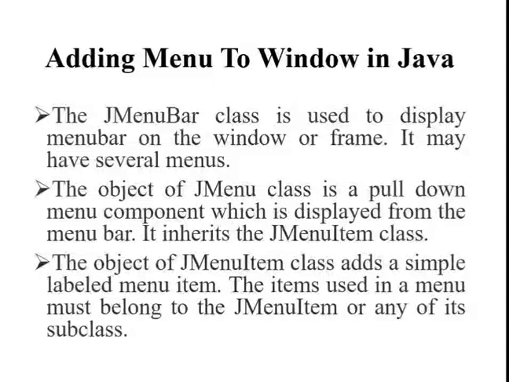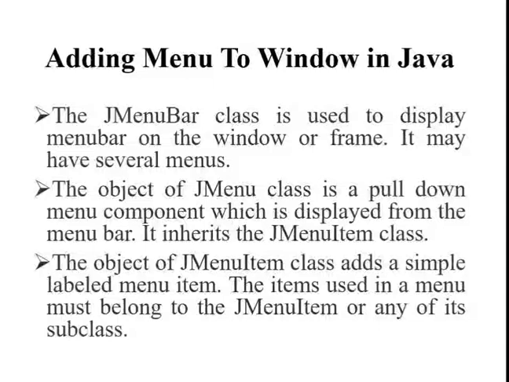It inherits the JMenuItem class. The object of the JMenuItem class adds a single label menu item. The items used in a menu must belong to the JMenuItem or any of its subclasses. Then we are going to discuss the class declaration of the various types of menu.